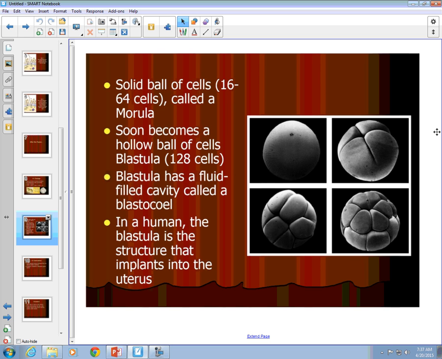So up until this blastula point where there's 128 cells, all of the embryonic development is taking place in the fallopian tubes, higher up in the female reproductive system, and not until we get to the blastula stage, where it will float down and implant itself into the uterus.